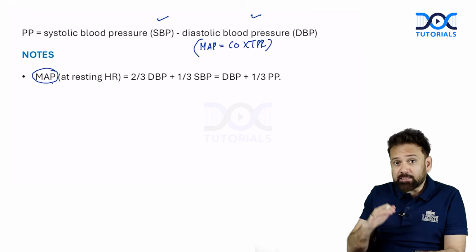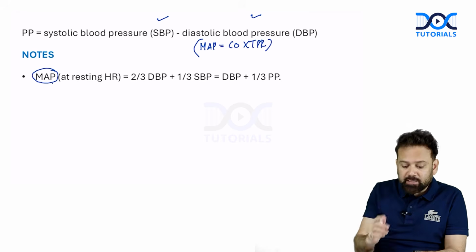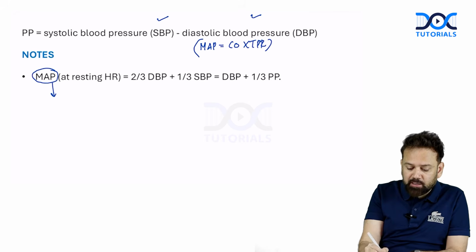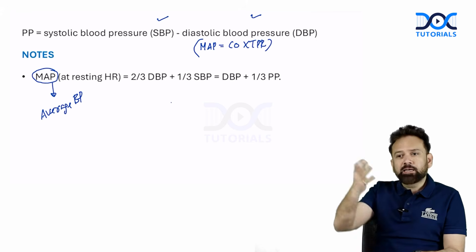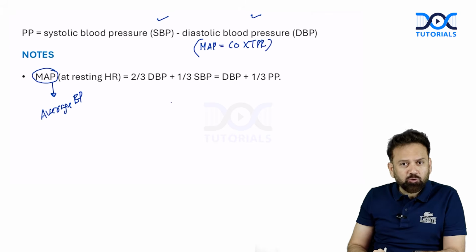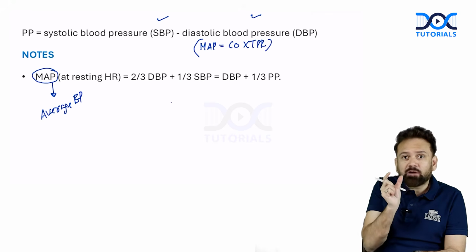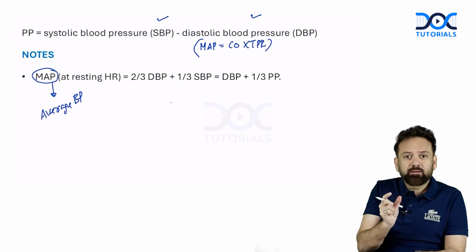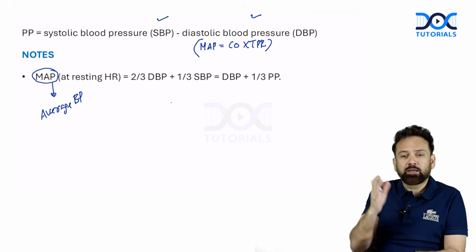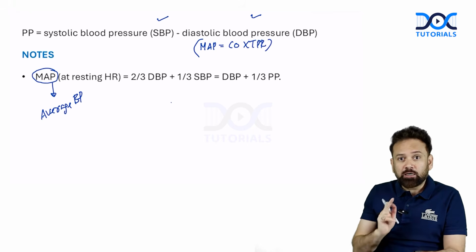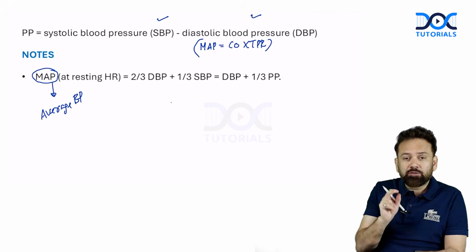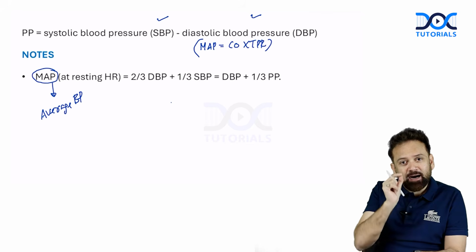The other method is that it is the average of BP. Mean arterial pressure is the average pressure in the aorta. Average blood pressure. If someone says his BP is 130, is he talking about systolic or diastolic? When someone gives one value, it is always mean arterial pressure. If they say 130/60 or like that, it is systolic or diastolic. So until they say systolic or diastolic and they are giving you one value, it is a mean arterial pressure.